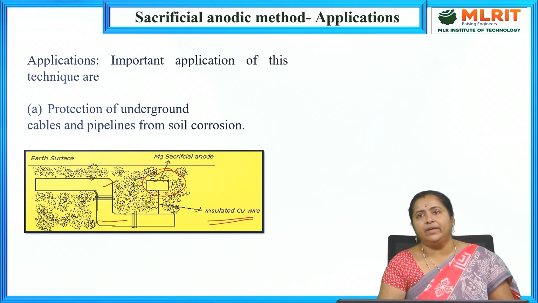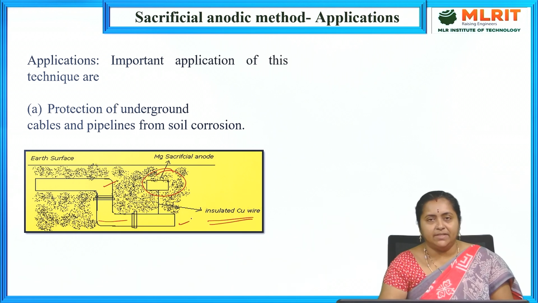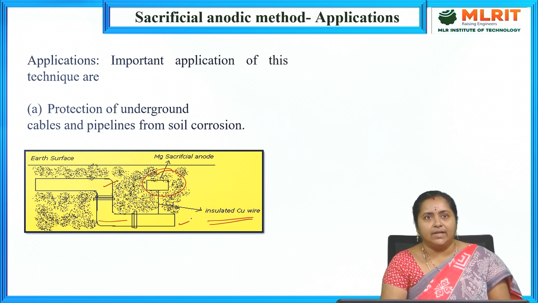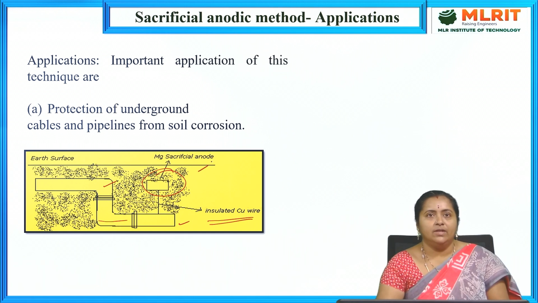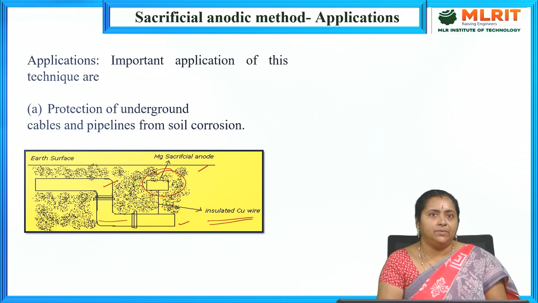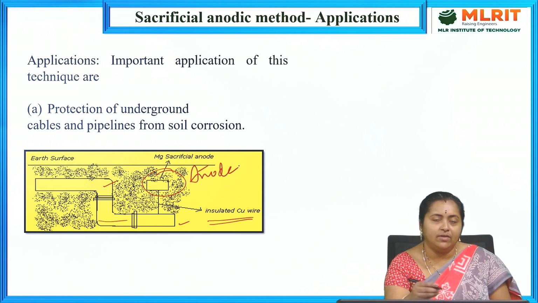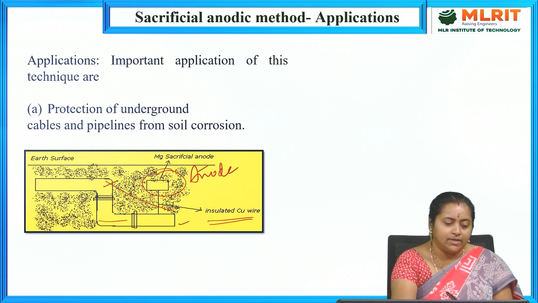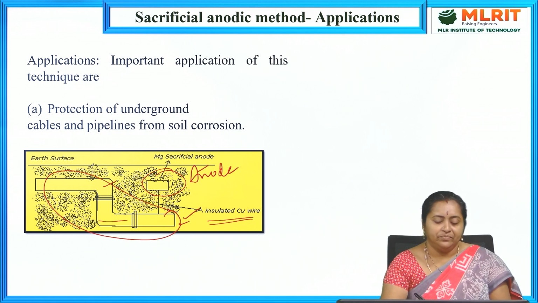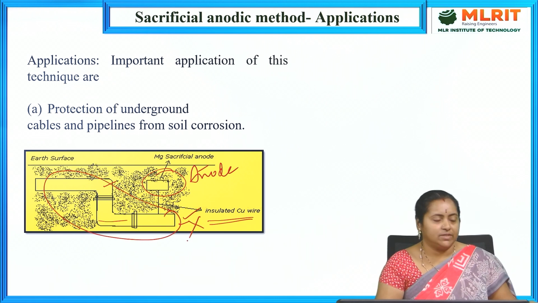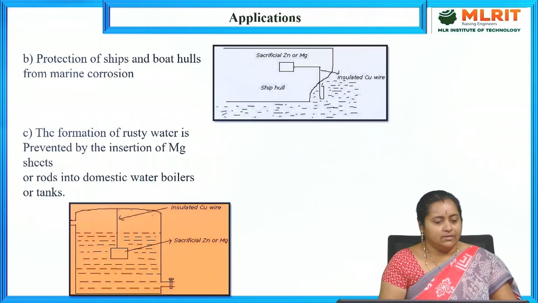So what will happen? Initially this buried pipeline is acting like an anode. So it starts being involved in corrosion reaction. Now after connecting to the magnesium block, it is forcibly converted to behave like a cathode. So this magnesium will act like an anode. So it is involved in corrosion reaction first, so that this buried pipeline will be prevented from further corrosion reaction. So this is an example.